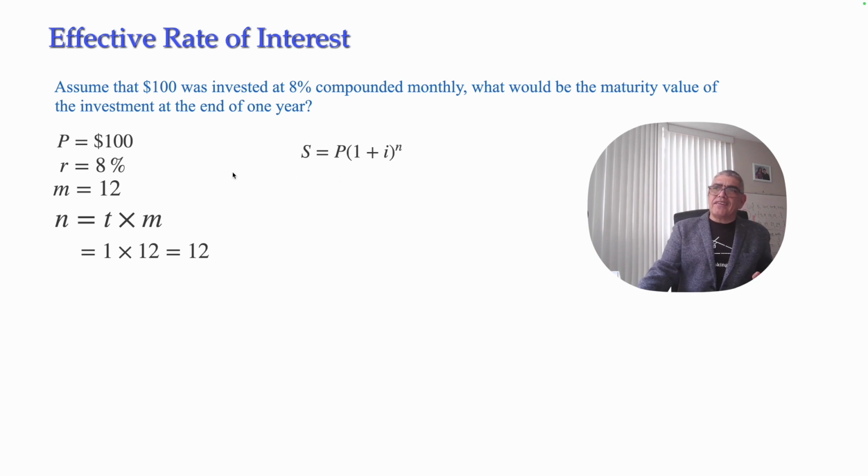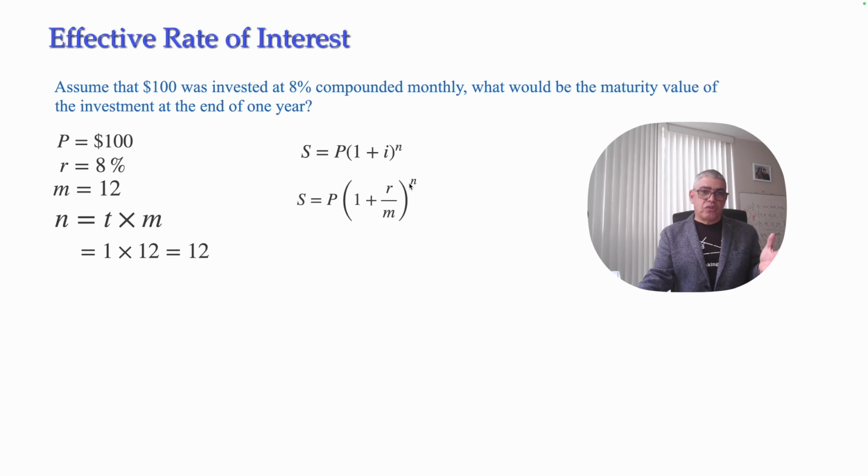So we have everything, and this i is actually the nominal rate of interest divided by 12. In this case, divided by the number of compound periods in a year. So then the formula is actually S equals P, the present value, times 1 plus r over m, the nominal rate of interest divided by the number of times the money compounds in a year, in this case 12, to the power n, that in this case will also be 12 because it will be only 1 year. So we make a substitution of everything and we can compute the future value.